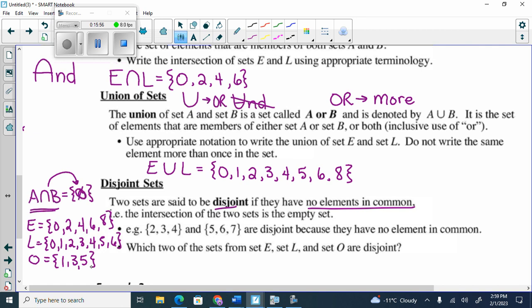E and O. E and O have not one element in common. I have 0, nope. I have 1, nope. I have 2, nope. I have 3, nope. 4, nope. 5, nope. 6, nope. 8, nope. Nothing in common. So I can show it by going E, the intersection of E and O, results in the empty set. It's an equal sign, even though it doesn't look like it. Equals the empty set. And since that happens, E and O are disjoint.